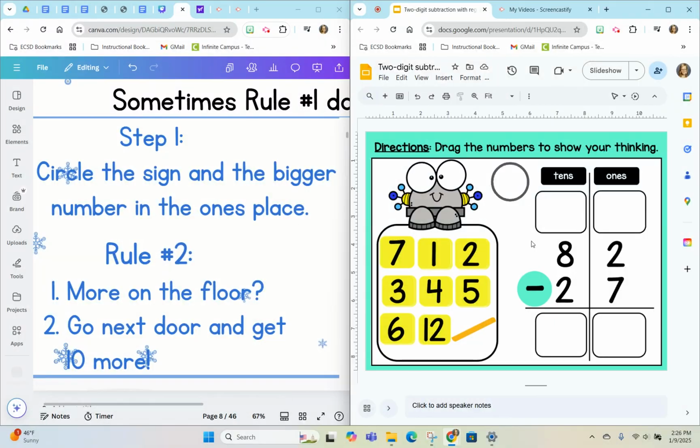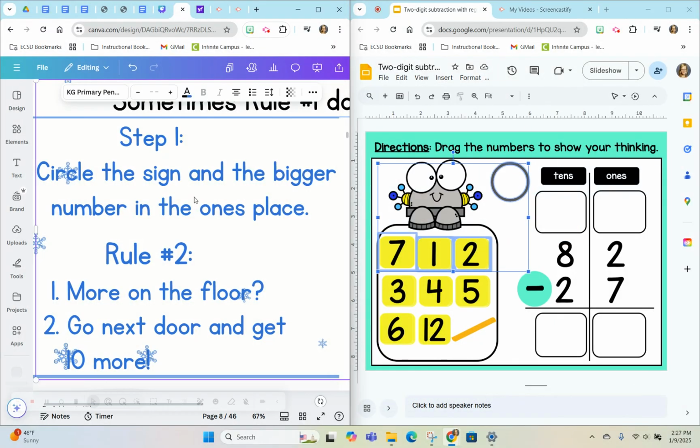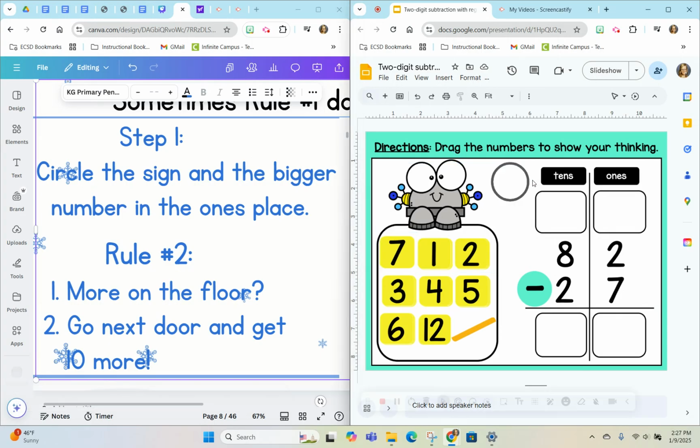So first, if we think about our steps and rules for subtraction, it says circle the sign. So I want you to take your pencil and circle that subtraction sign. We do that so that we remember that we have to follow the rules of subtraction. If we're not subtracting, none of these rules matter, which is why we circle our sign, so we remember what we are doing, if we're adding or subtracting.